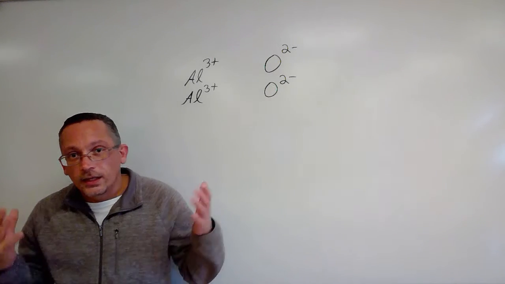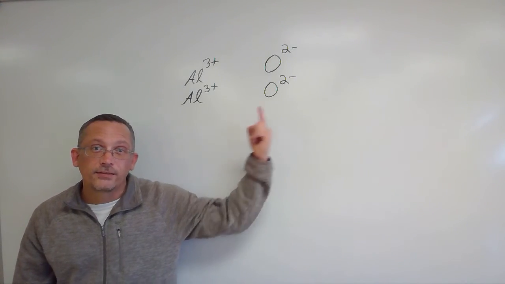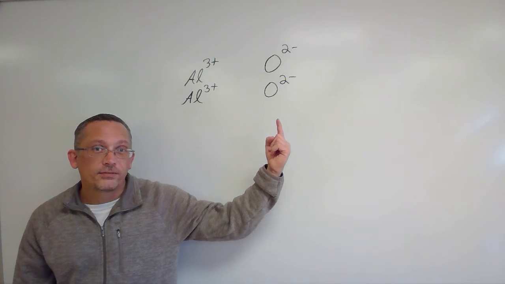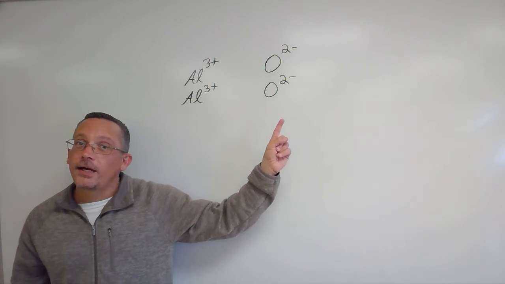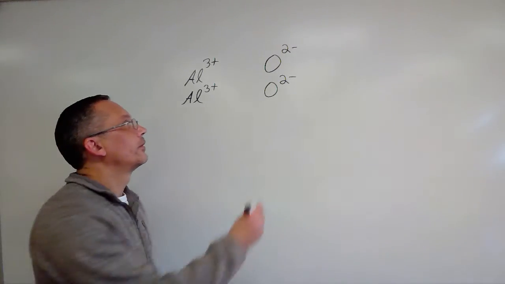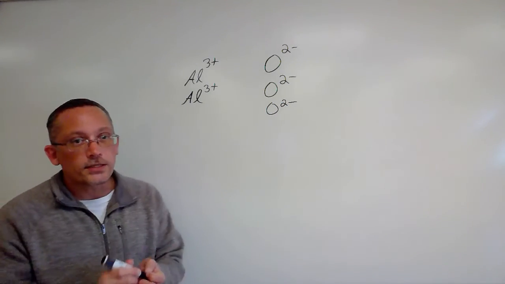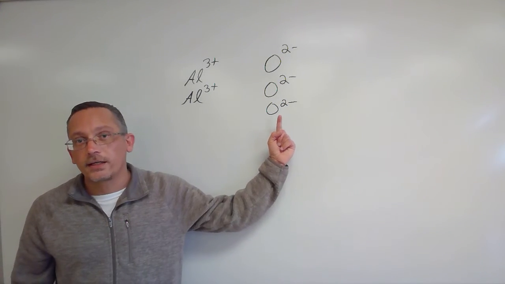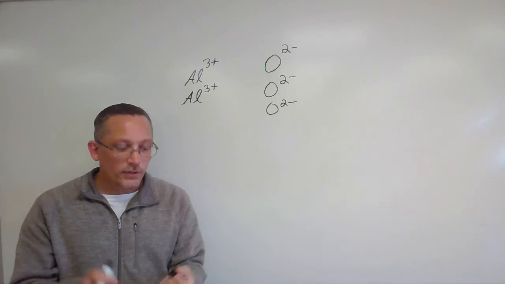Okay. And they still don't balance, right? So you see now I have 6 positives and I have 4 negatives. So they still don't balance. But you might be able to see we're getting closer. Let me add another negative. And look at this. Now I have 2, 4, 6 negatives and 6 positives. So now they balance. Let me write the formula.